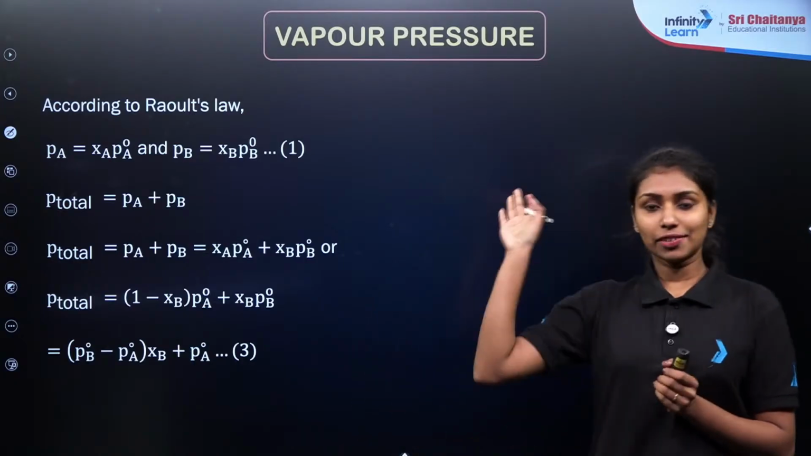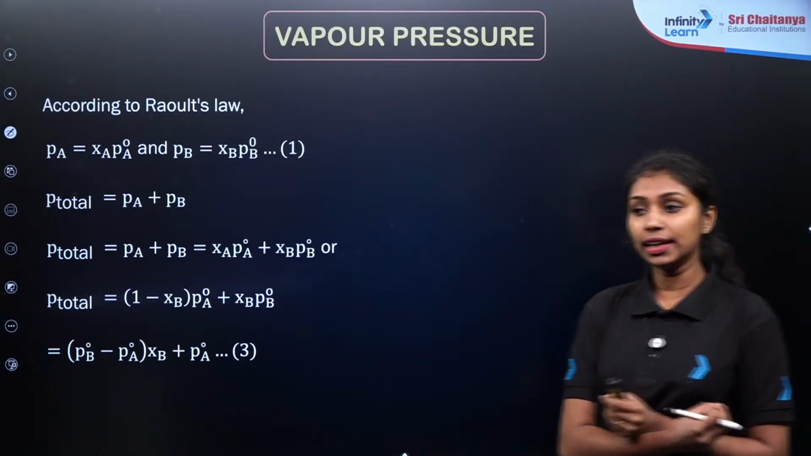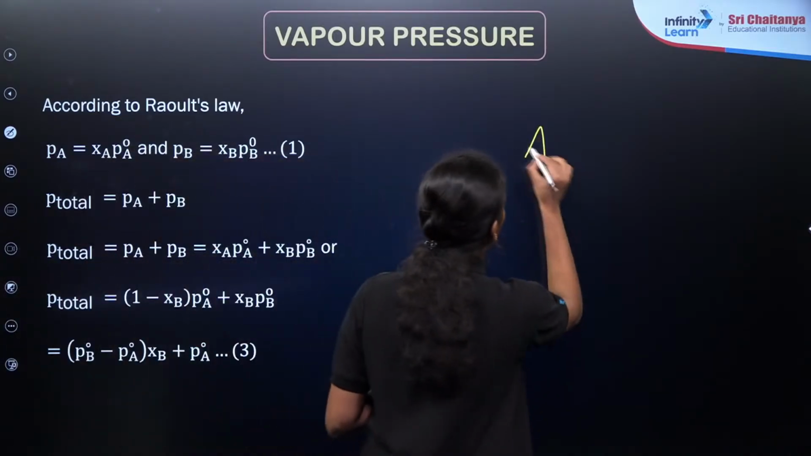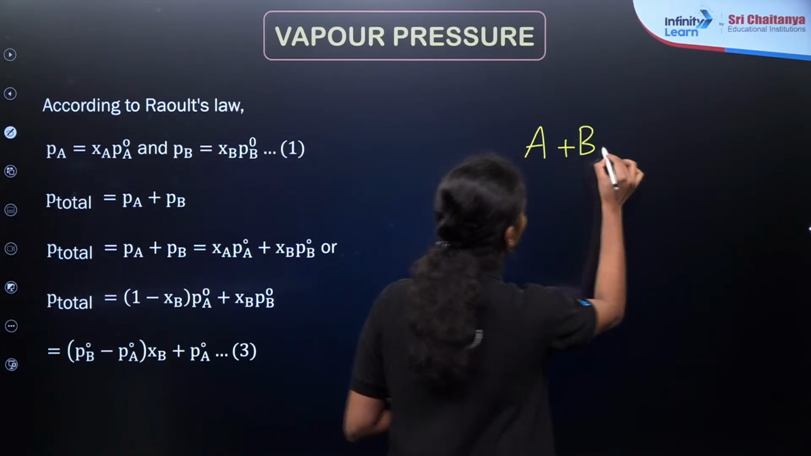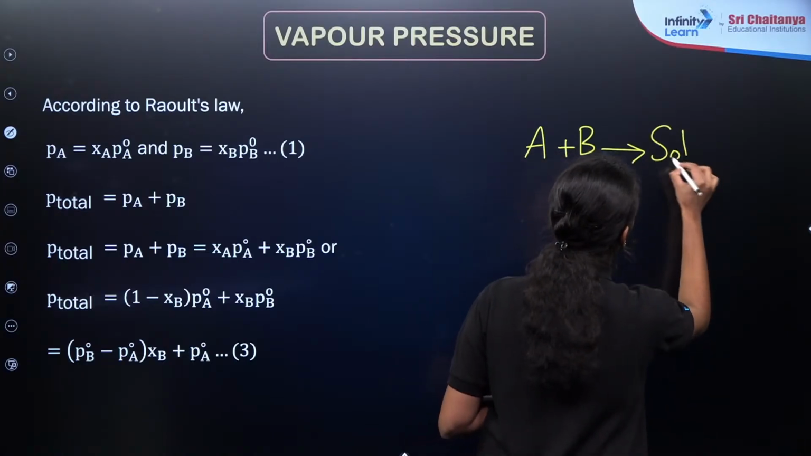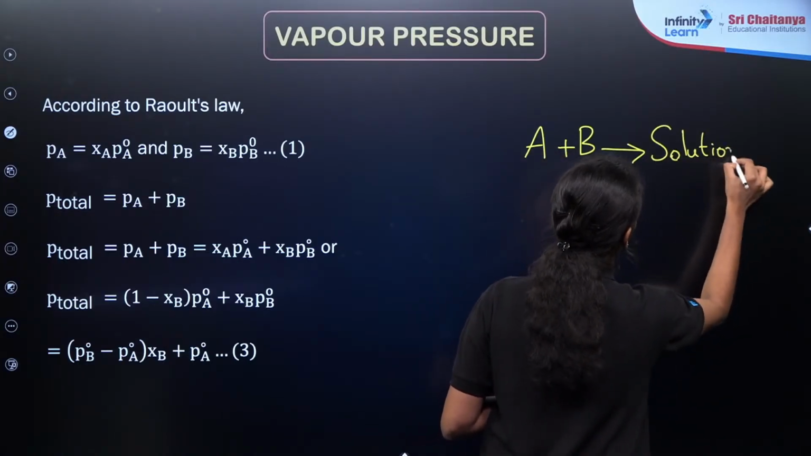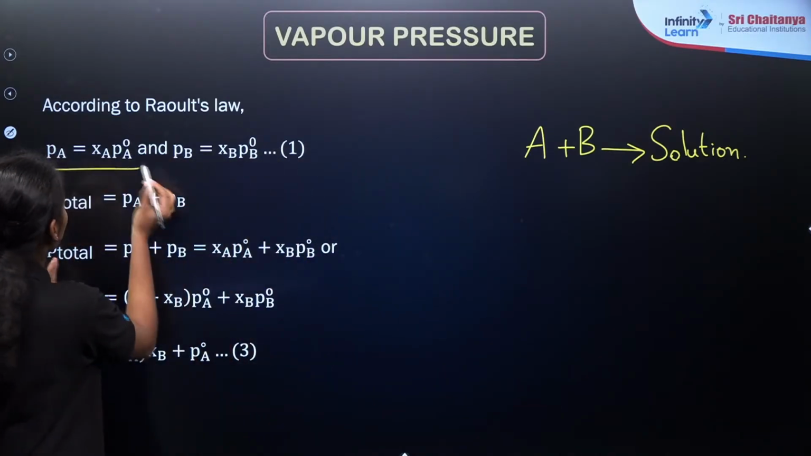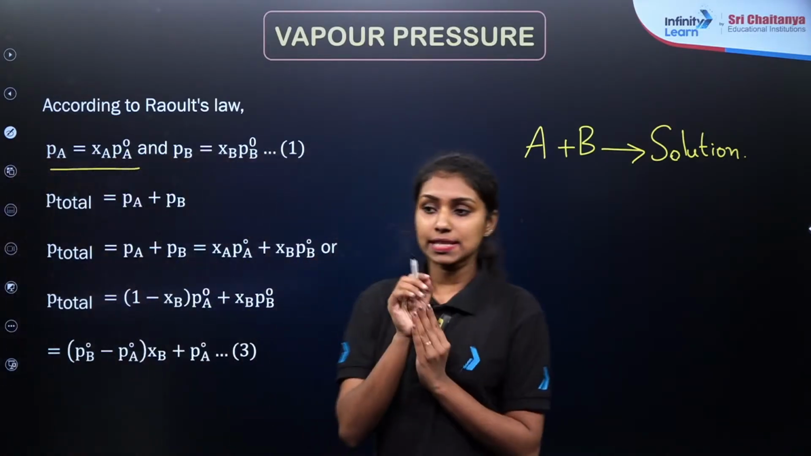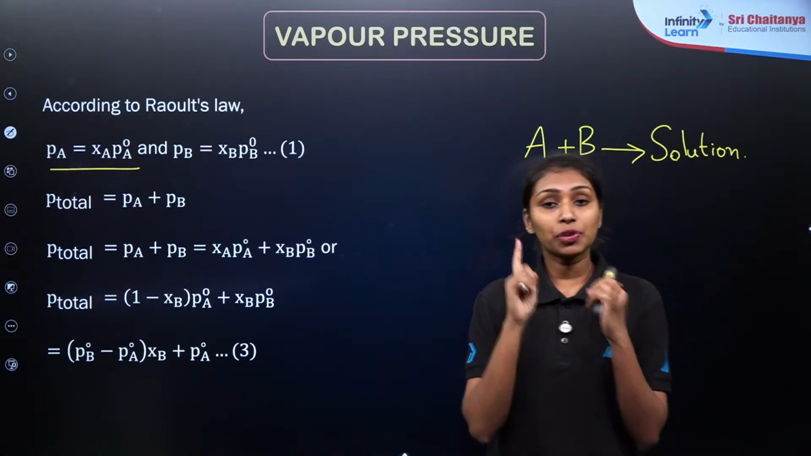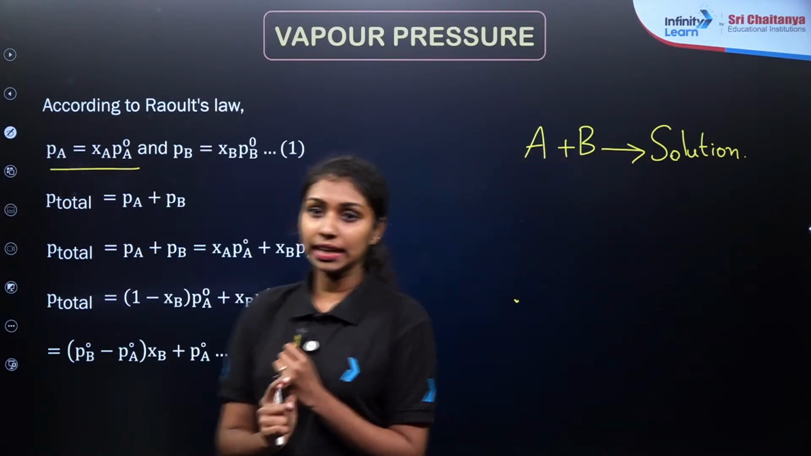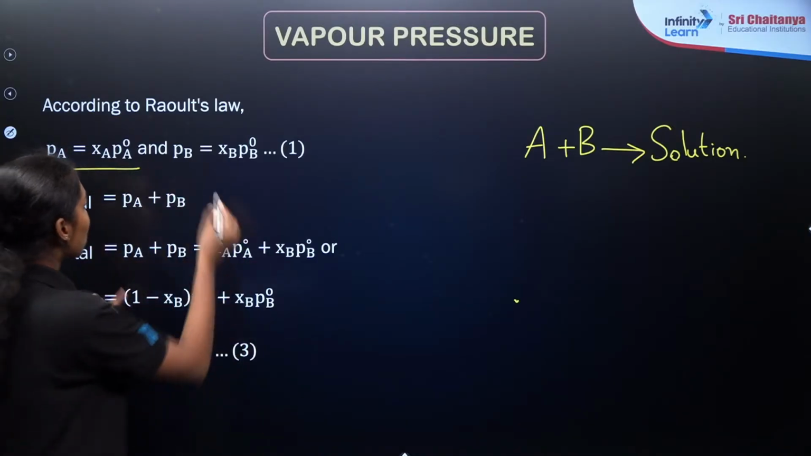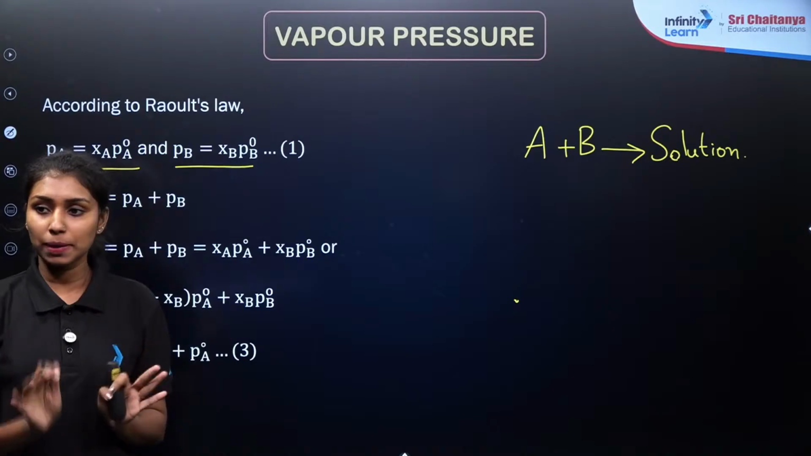In this derivation, no need to worry, this is a simple calculation. As we already know, the solution is made up of two components, A and B. According to Raoult's law, what is the partial pressure of A here? That is equal to chi A into PA0. That is the definition of Raoult's law, right? So for the first component A, the partial pressure PA is equal to chi A into PA0. Then what about PB? Similarly, that is equal to chi B into PB0.